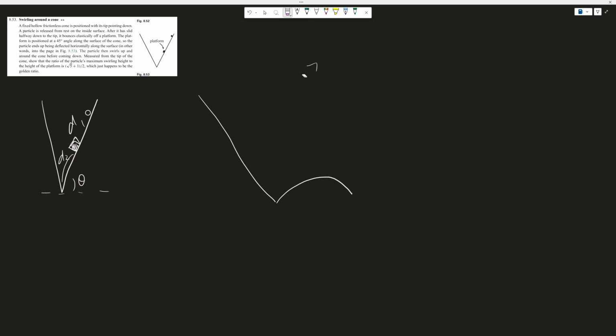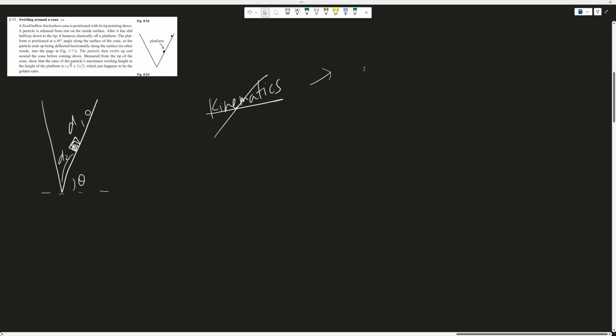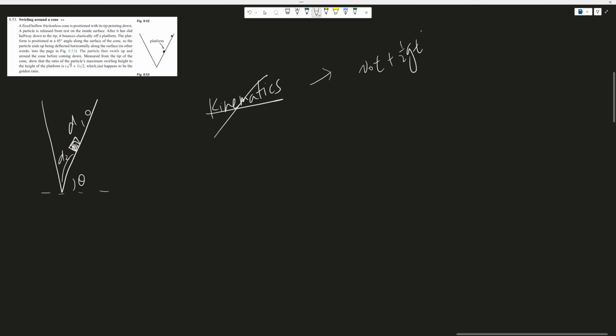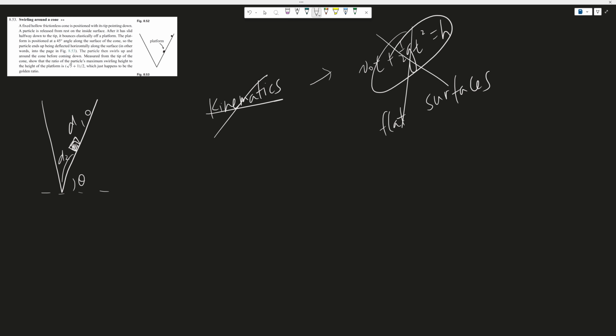So let's think how we can do this problem. First, you might be tempted to use kinematics, but kinematics doesn't really apply here because the formula v naught t plus half g t squared equals h, these kinds of formulas are only for flat surfaces. But in this scenario, the cone is a curved surface, and so the acceleration is really complicated, especially since there's also a normal force. So we can't really use kinematics here. These formulas just wouldn't apply. So let's try to think of another way.